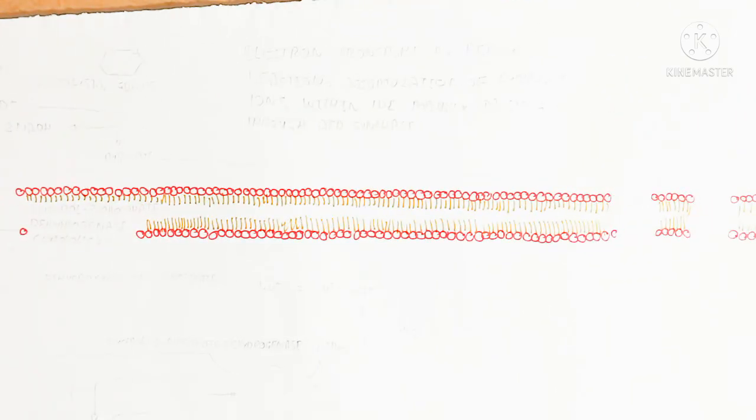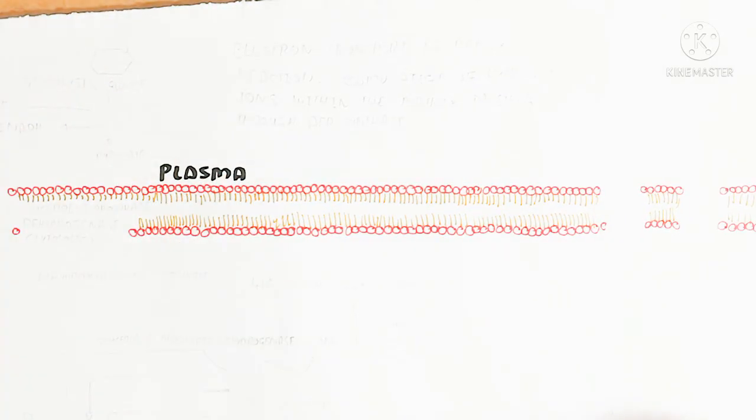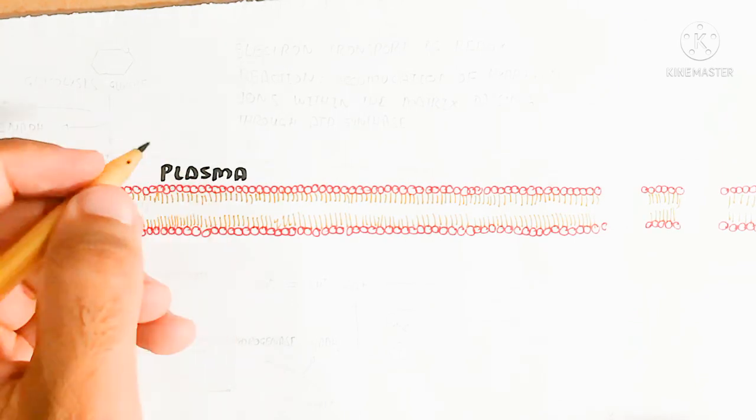So here is the outer mitochondrial membrane. We can imagine that, and this outer mitochondrial membrane also contains an enzyme. This enzyme is known as glycerol 3 phosphate dehydrogenase, which is a cytosolic enzyme.